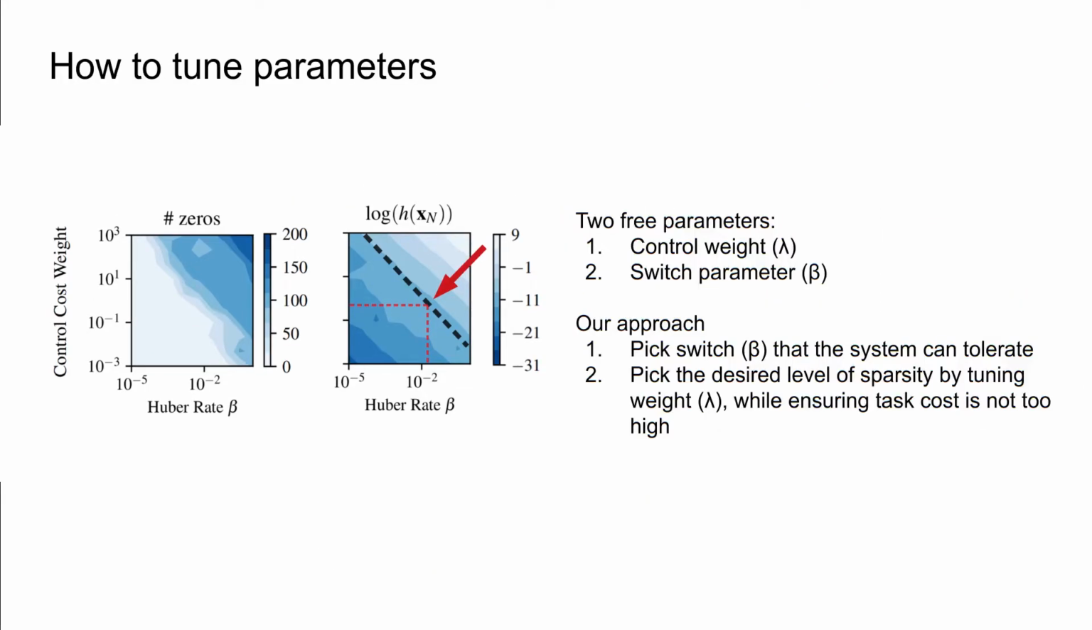With that in mind, we propose the following tuning scheme. Pick the switching parameter beta, depending on how much noise the system can tolerate. This will come from hardware limitations or design requirements. And then tune lambda depending on the desired degree of sparsity and desired final task cost.